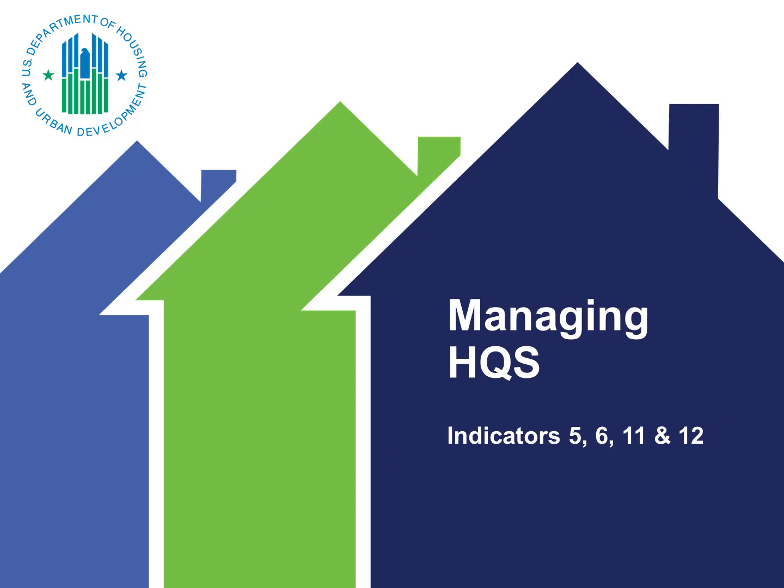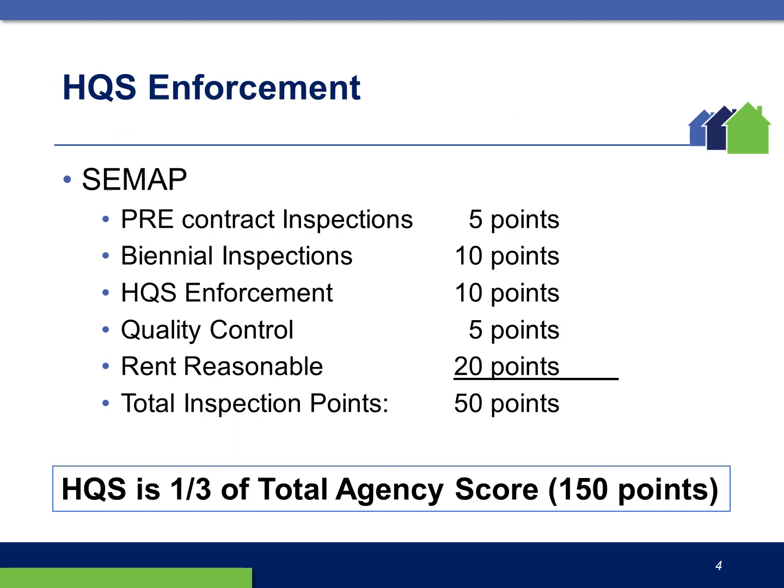We begin our discussion focusing in on indicators related to managing HQS. This includes indicators 5, 6, 11, and 12. As you can see from this slide, 1/3 of a PHA's SEMAP score is based on inspection-related items from pre-contract inspection through quality control. As such, it is vital that inspectors follow all guidelines to ensure PHA success with their SEMAP score. Inspection items are one of the foundations of the program participation.